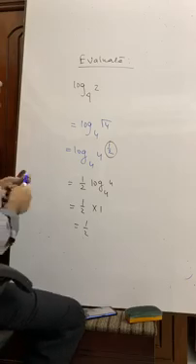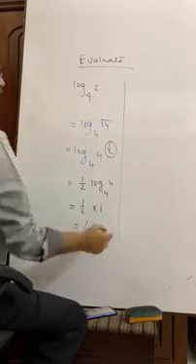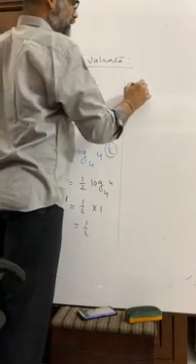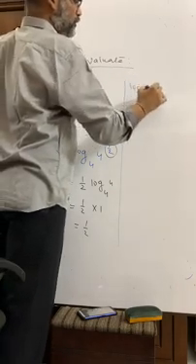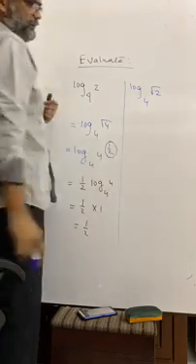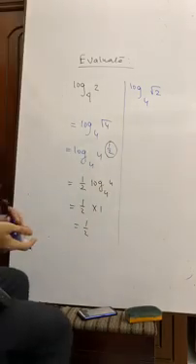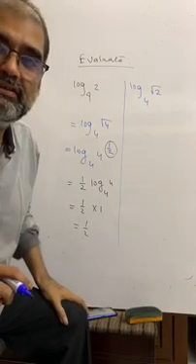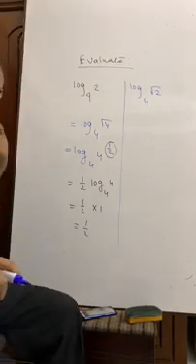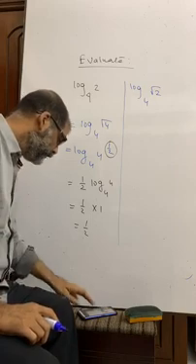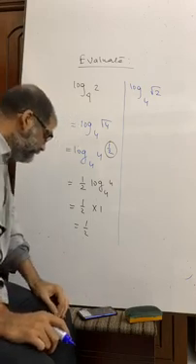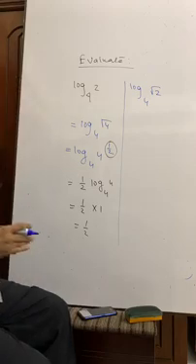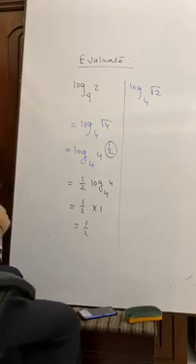Now, can you do this math? If the math is given like this, log 4 root over 2. Now do it. You do this math and let me know your answer. Do it. What is the answer? Log 4 root over 2.